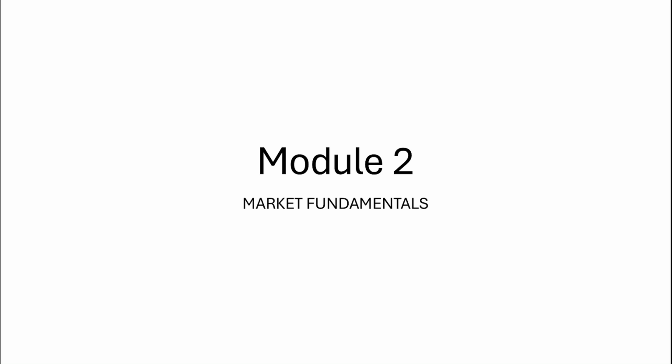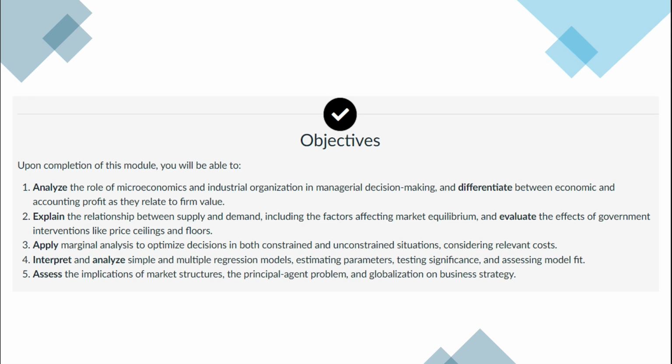And so this week we want to look at market fundamentals. We'll look at chapters 1 through 3 in our main book. Here's our learning objectives for this week. So first of all, we want to analyze the role of microeconomics in industrial organization and managerial decision making, and differentiate between economic and accounting profit as they relate to firm value. So we want to talk about economic profit and why that's what we're trying to maximize as a firm.